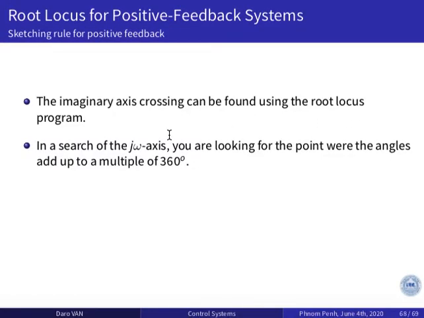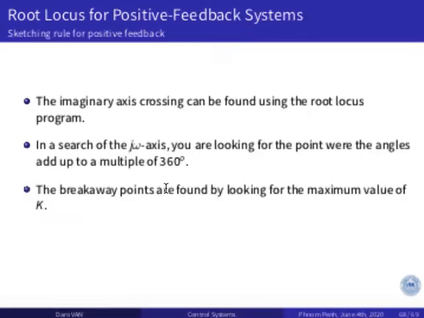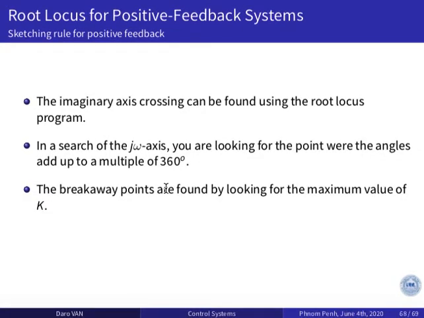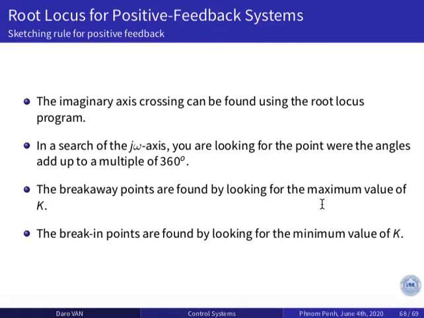In the search of the jω axis, you are looking for the point where the angles add up to a multiple of 360. And the break-away points are found by looking for a maximum value of k. The break-in points are found by looking at a minimum value of k.